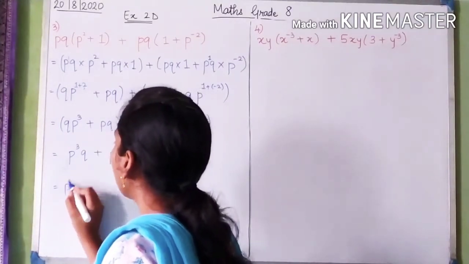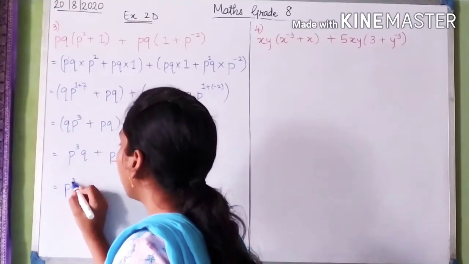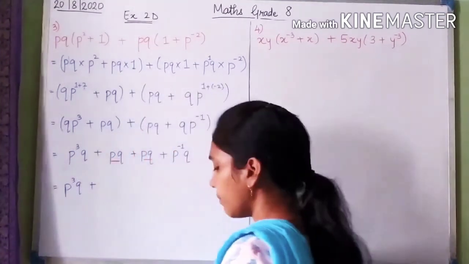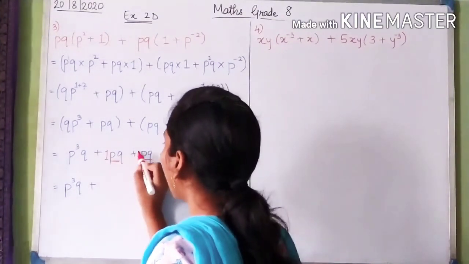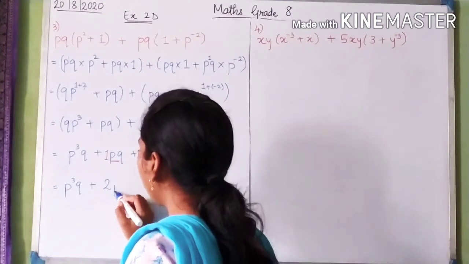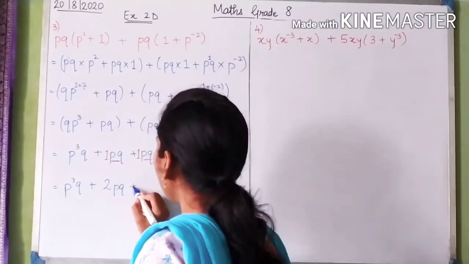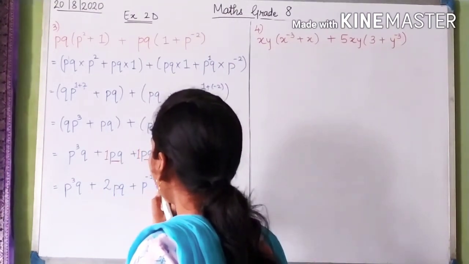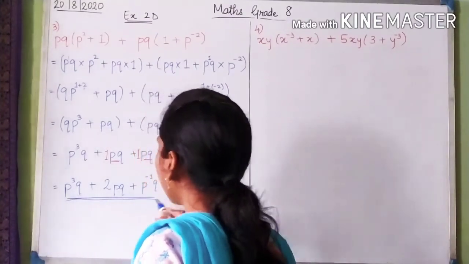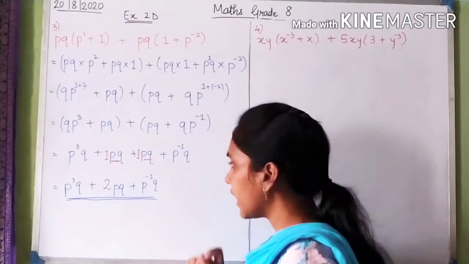So this first term I write it as it is, P cube Q plus 1 PQ plus 1 PQ. This is 1 here, right? 1 PQ plus 1 PQ is 2 PQ. So this becomes P cube Q plus 2PQ plus P raised to minus 1 Q. So this is our final answer. We cannot simplify it further. Okay, so this is the final answer.